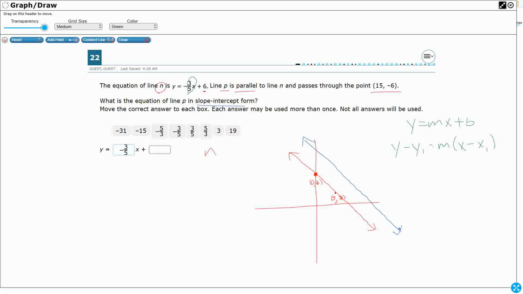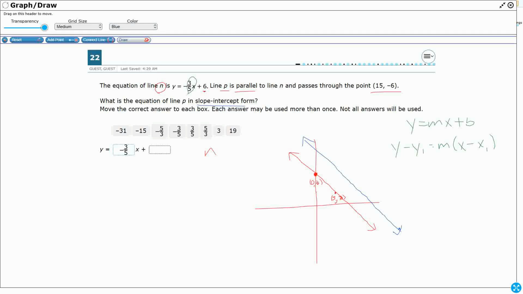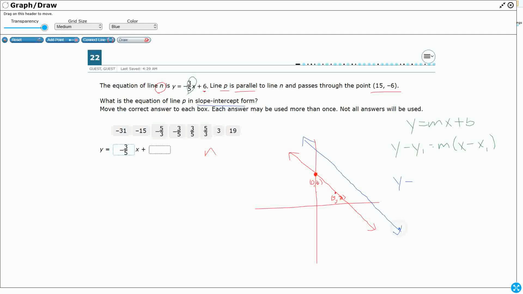All right, so let's use what we know to figure out this new line. So I'm going to say y minus, and what point does it go through? Well, it goes through this 15, negative 6. So that y value is going to be negative 6 equals negative 3/5. That's my slope, x minus that x value 15. So that's going to end up being y plus 6 equals negative 3/5 times x minus 15.